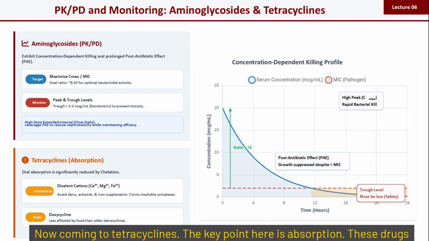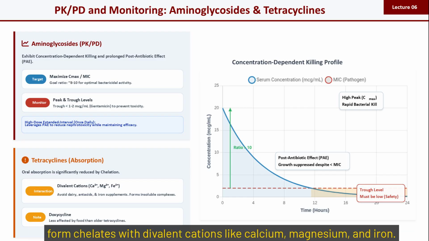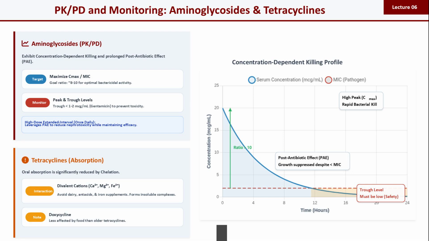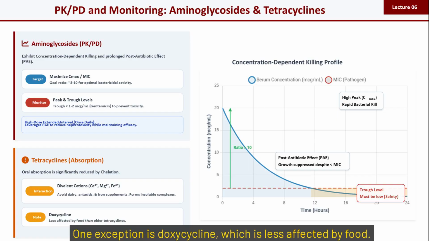Now coming to tetracyclines. The key point here is absorption. These drugs form chelates with divalent cations like calcium, magnesium, and iron. So if a patient takes them with milk, antacids, or iron supplements, absorption will decrease significantly. One exception is doxycycline, which is less affected by food.